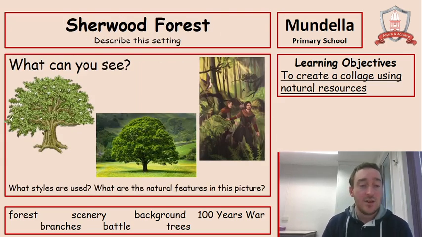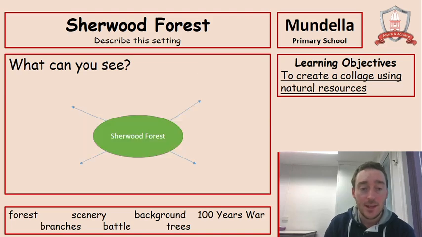Now, what can we see in these settings here? One of these pictures is from our Robin Hood reading book. What are the styles that are used? What are the natural features? Pause the video and have a think about those. We'll move on in 3, 2, 1.